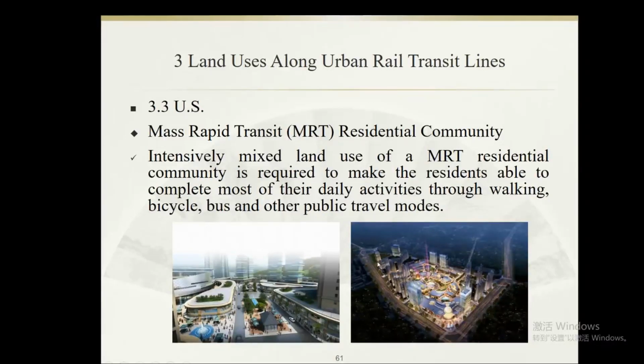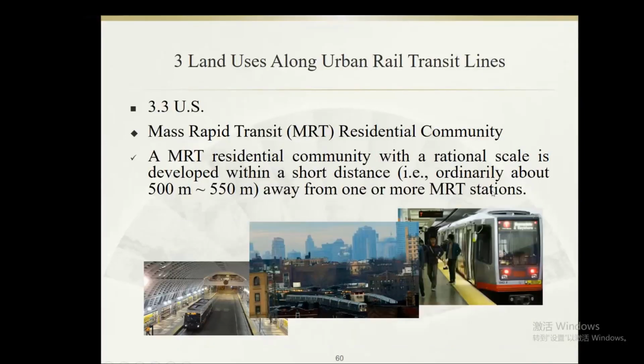For example, you live in this community. You can complete over 90% of your daily activities within this community. If you want to go out to do something, then you can find the MRT station within 500 meters or 550 meters. It means you can walk there within 8 minutes. Okay?